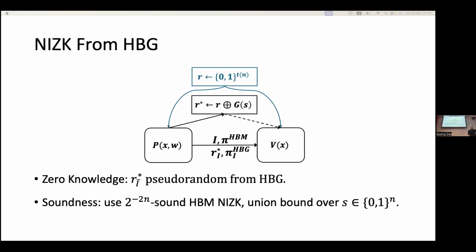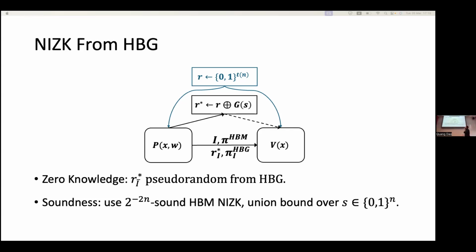There was a good question before: who gets to pick S? Notice that in this construction we give the prover more power to cheat, right? Because in the HBM NIZK, the prover does not control the string generated by the third party. But here we give the prover more power to control the string R star. We give the prover the power to choose S. A malicious prover can choose whatever S they want. They don't have to choose a randomness, right?